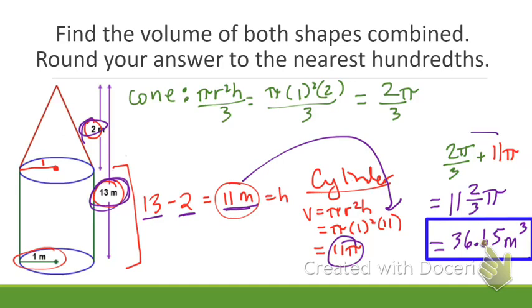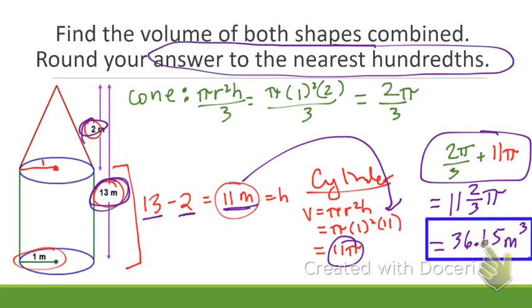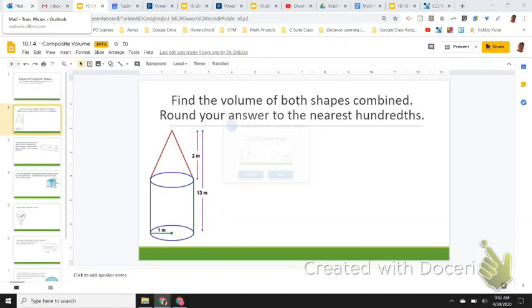So if I'm going to add the two, I'm going to add 2/3 pi for the cone plus 11 pi for the cylinder, and I'm going to get 11 and 2/3 pi. But because this says to round your answer to the nearest hundredths, I'm going to actually multiply on a calculator 11 and 2/3 times pi, and I get 36.65 meters cubed, or cubic meters. Okay? All right, let's move on to the next example here.